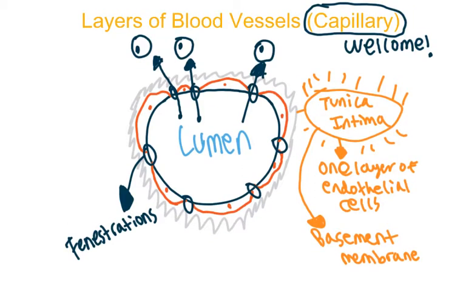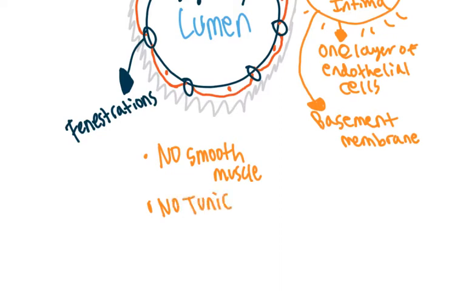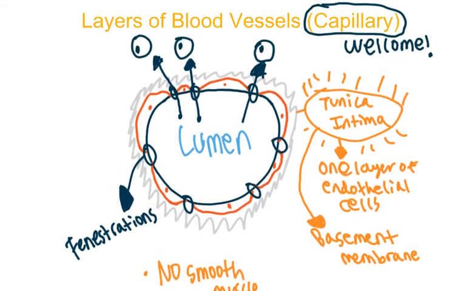But this is pretty much the layers of the blood vessels of a capillary. The only thing to remember that's important is it only has a tunica intima layer. So what that means is that it has no smooth muscle layer and no tunica adventitia, so no extra collagen. So no tunica adventitia, or tunica externa is another name. All right, so that's what I want to get through in this video.